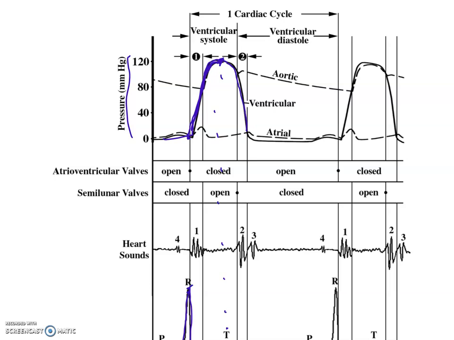The closure of the AV valves, you want to close them as you're building up pressure because you don't want any backflow into the atria. So the AV valves, they would have to close right here when you're starting to build up pressure.